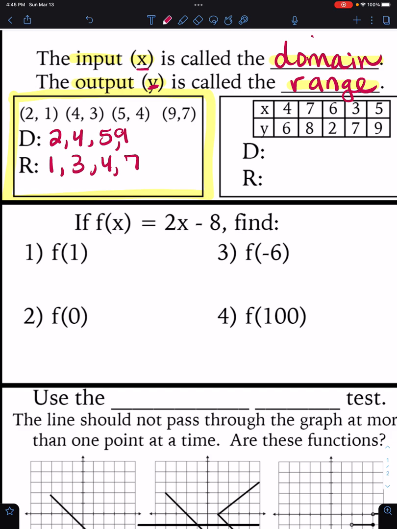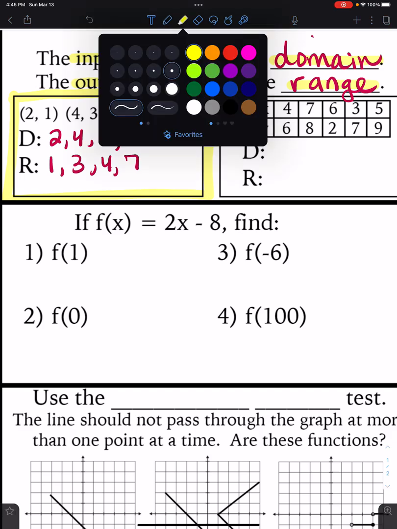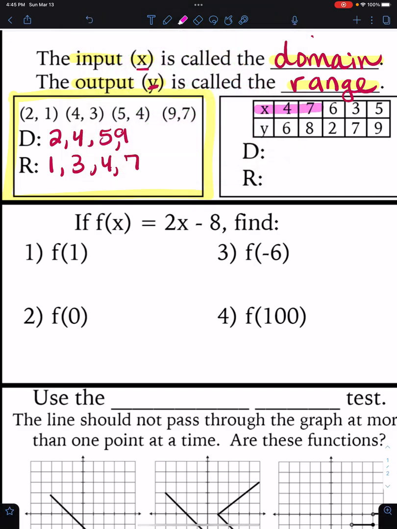Doesn't have to be listed as ordered pairs. It can also just be in a table. So my domain would be all the x values, 4, 7, 6, 3, and 5. And then my range are all my y values here, 6, 8, 2, 7, 9. So that's pretty easy if they just ask you for the domain and the range.